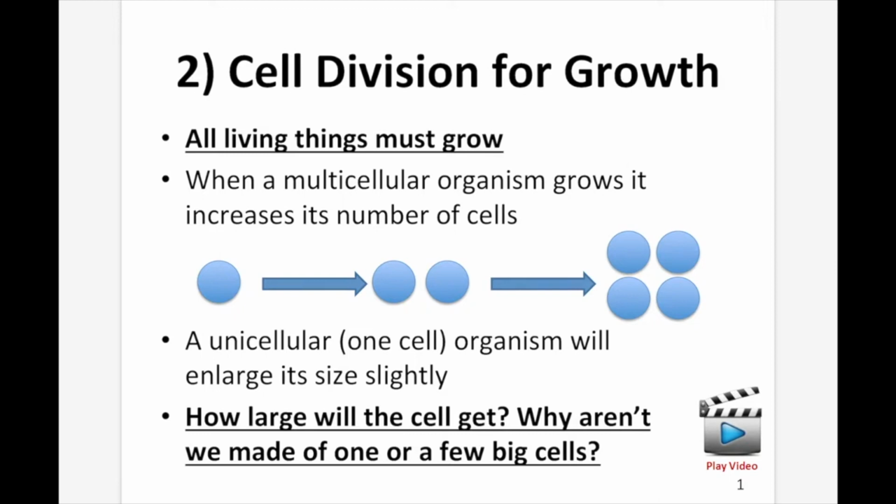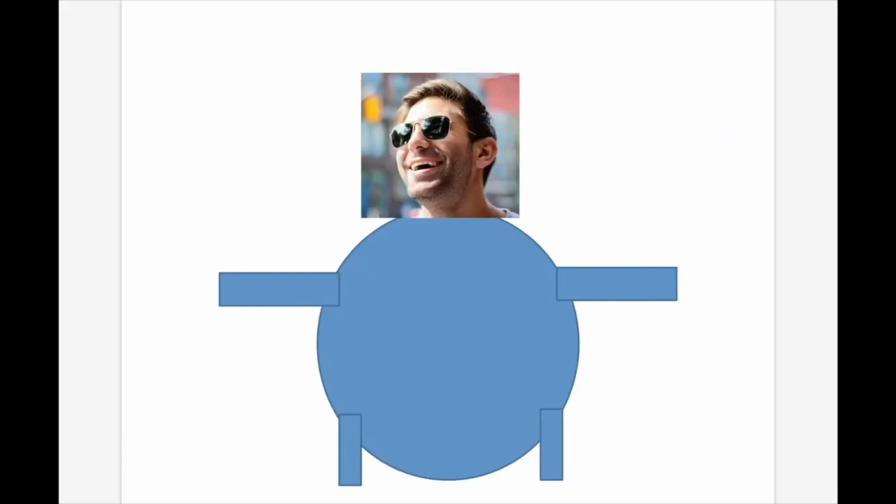So how large will a cell get? And why aren't we made of one or a few big cells, like this guy here? Why can't we just be made up of a head cell, a body cell, a couple arm cells, a couple leg cells? Why can't we just simply be a 10-cell organism, for instance?